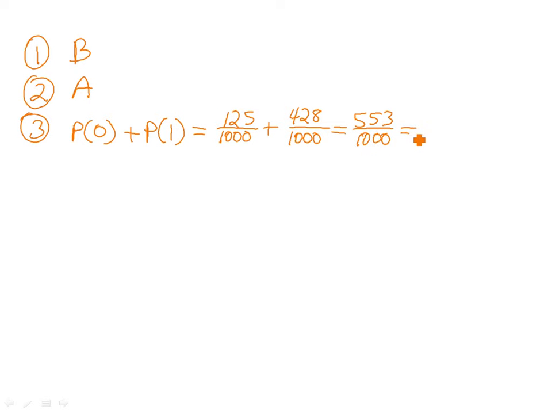Divide that, because our answer is given in decimal form. We divide it on our calculator and we end up with 0.553, which is letter C.